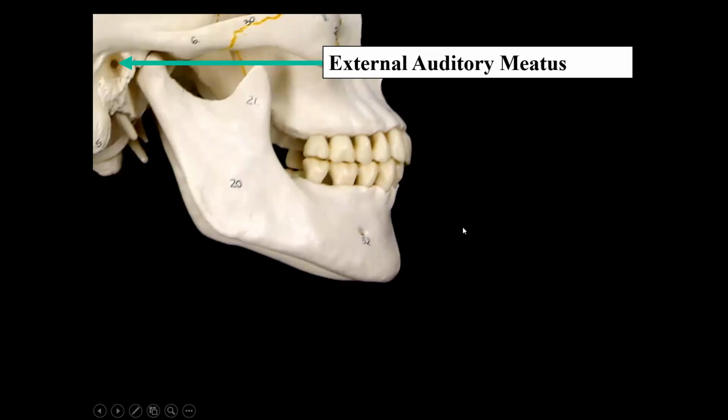Here is the external acoustic or auditory meatus. That's where the auditory nerve enters the petrous portion of the temporal bone and extends until it comes out on the internal auditory meatus or internal acoustic meatus. Again, if you have an external anything, you're going to have an internal anything.